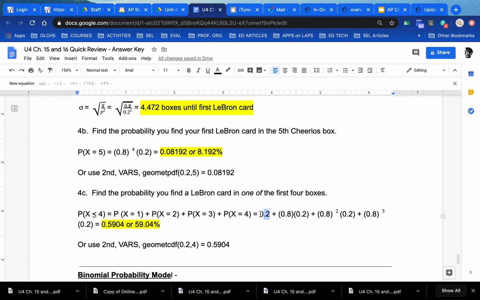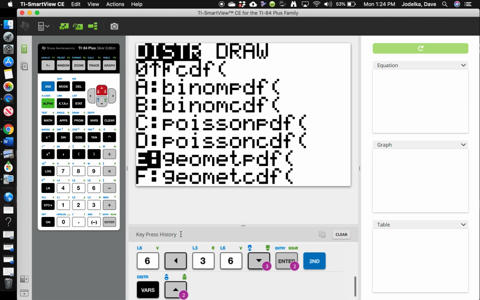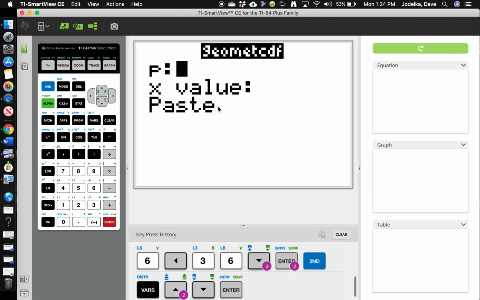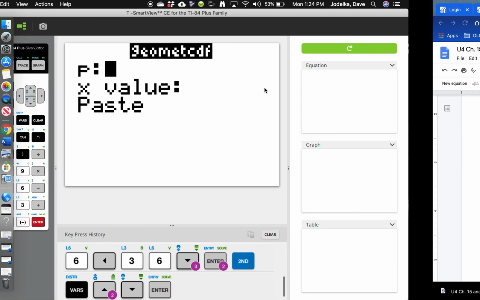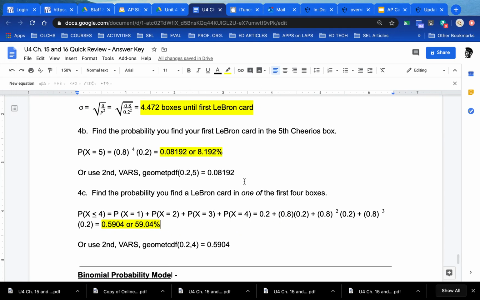And again, this is the probability you got it on the first one. Boom, 0.2. Here, you failed and then succeeded, here you failed twice and then succeeded, and so on. Or since this is cumulative because you're adding a sequence, you could use geometric CDF. And what you see here with the 0.2 and 5 and the 0.2 and 4, that's like this. P, that's the probability of getting LeBron, that's 0.2. X is the number you're using, like how many trials until you got that card.